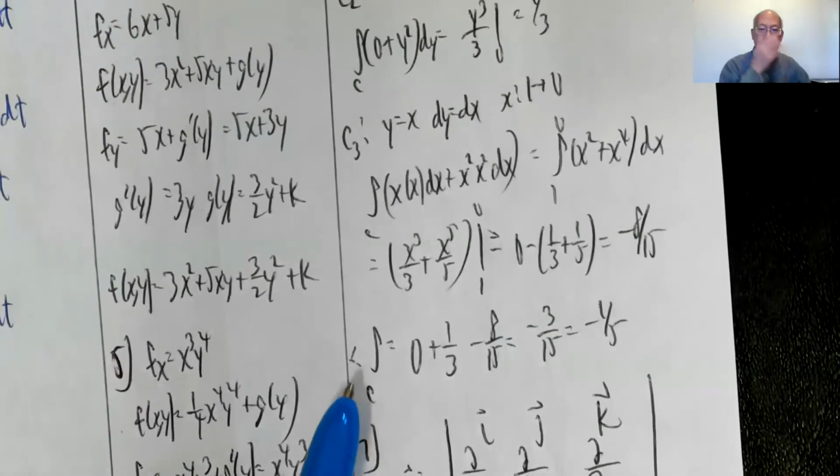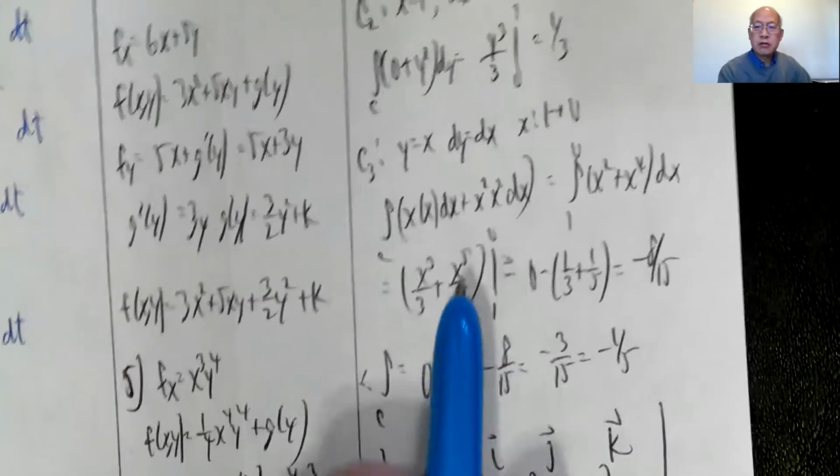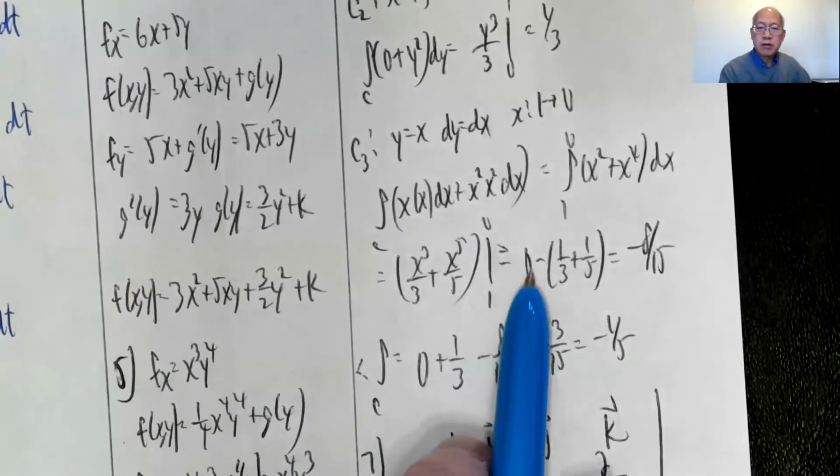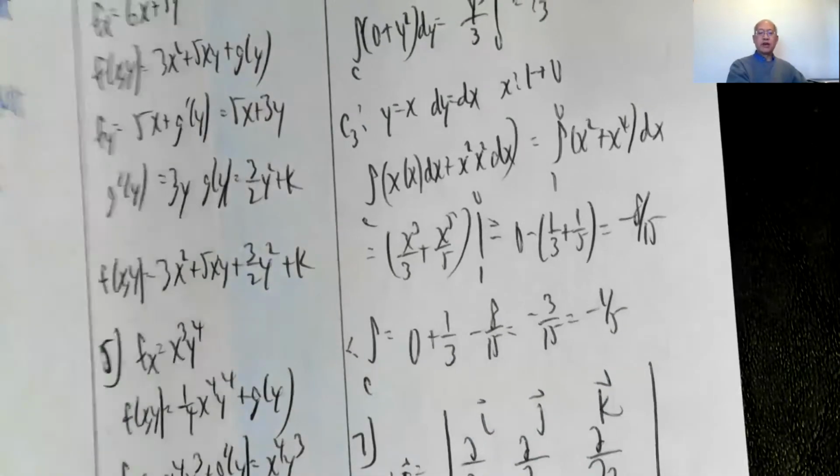So the grand total is the integral of C1, which was 0, plus the integral of C2, which is 1/3, plus the integral of C3, which was negative 8/15. That's negative 3/15, or negative 1/5.